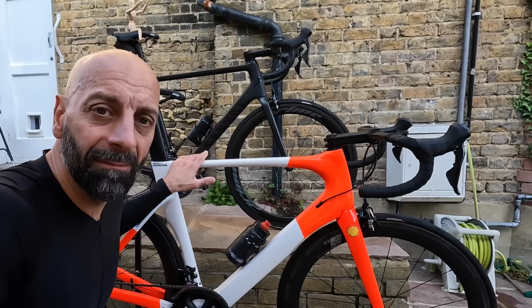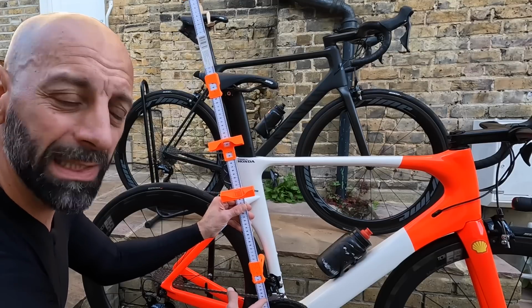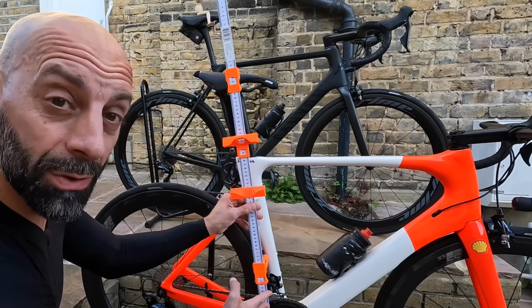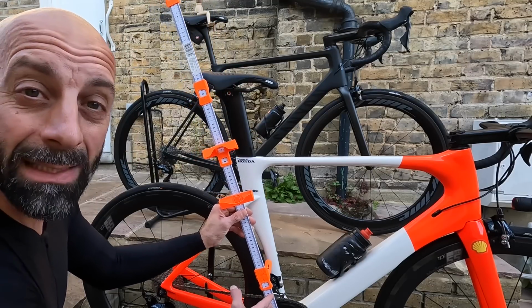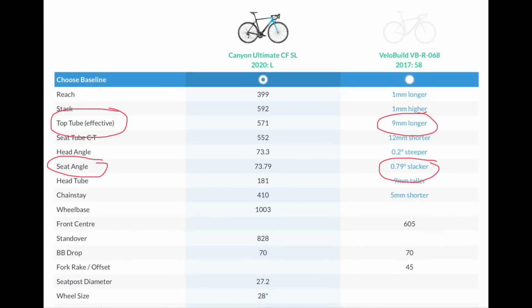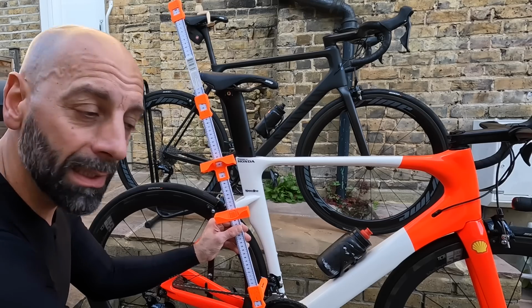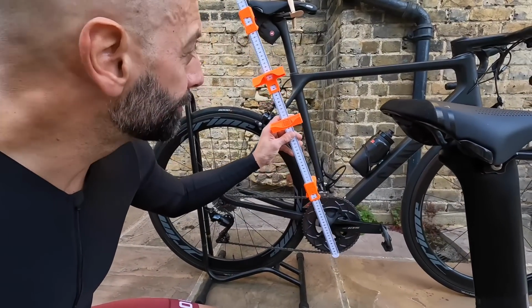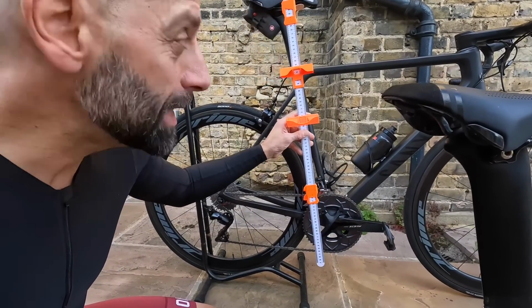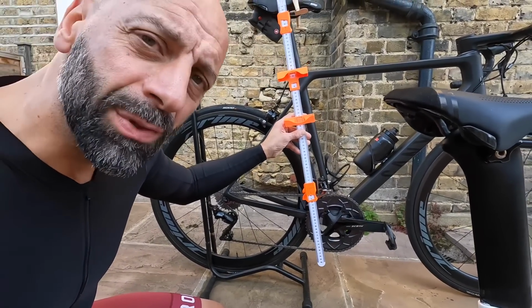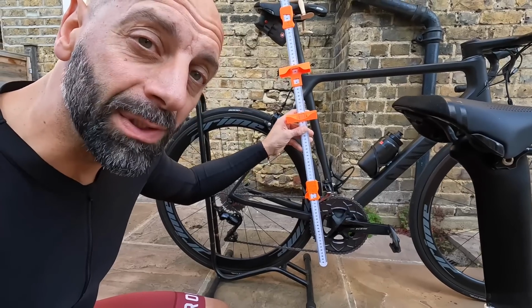However, the Velobuild, because the angle of the seat tube is slacker, so it's a bit more relaxed, will position the rider a little bit backwards compared to the bottom bracket, while the Canyon will have a slightly steeper tube angle and will position the rider in a more aggressive position.